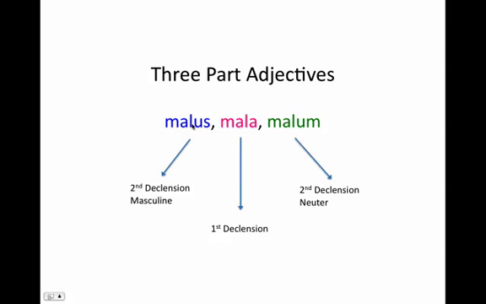So it'll be malus, mali, malo, malum, malo, mali, malorum, malis, malos, malis. Mala will be in the first declension, so it'll be mala, malae, malae, malam, mala, malae, malarum, malis, malas, malis. And finally, malum will be in the second declension neuter, so it'll be malum, mali, malo, malum, malo, mala, malorum, malis, mala, malis.